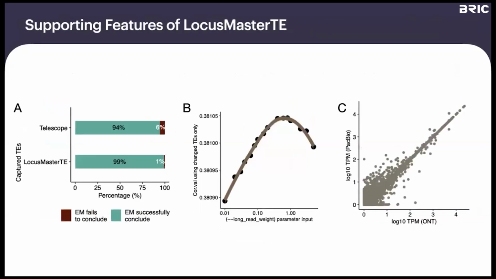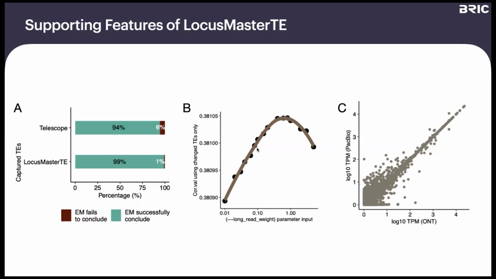Another thing that we examine is whether LocusMasterTE reduces the instances where the EM model fails to resolve the single origin of the read, which means effectively addressing the multi-mapping issue. With LocusMasterTE, we identify that the unresolved cases were reduced down to 1%, which is a significant improvement. Additionally, we introduced a parameter called long read weights, which allows the user to manually adjust the contribution of long read information in the model.